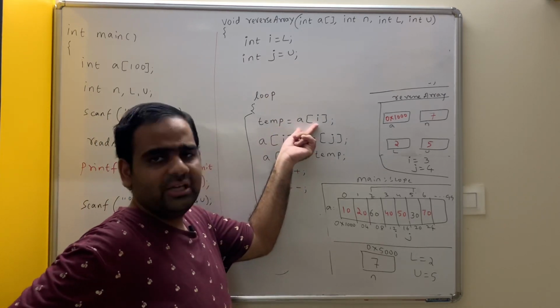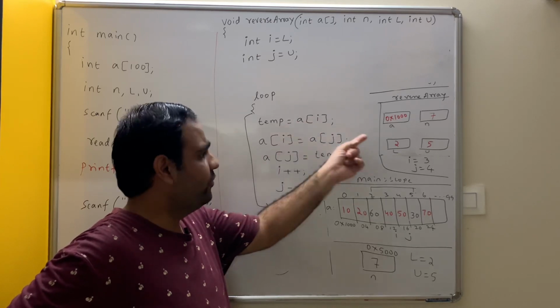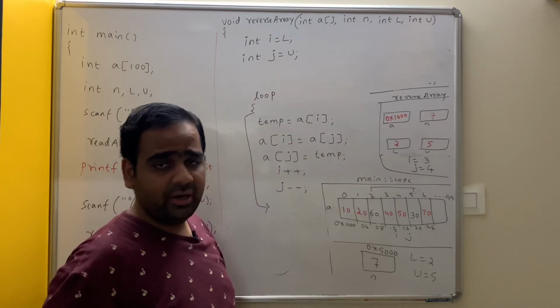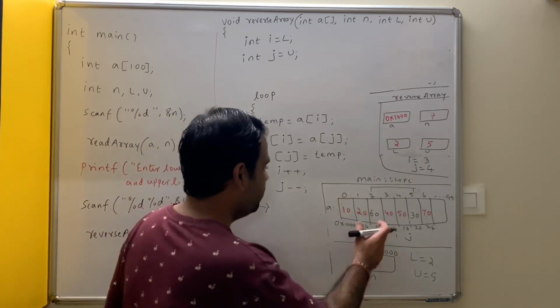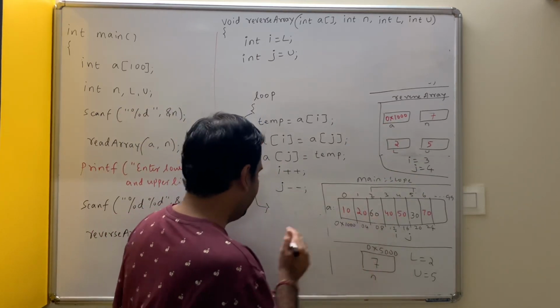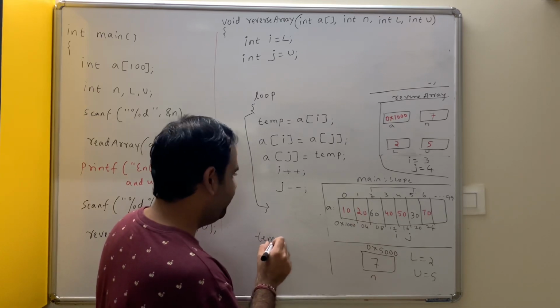Again, what is A of I? Star A plus I. The value of I is 3. Star A plus 3 into 4. A is 1000, plus 3 into 4 is 1012. Go to address 1012 and fetch the value. Therefore, the value of temp will become 40.